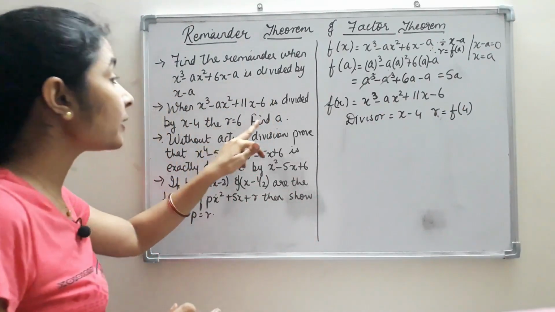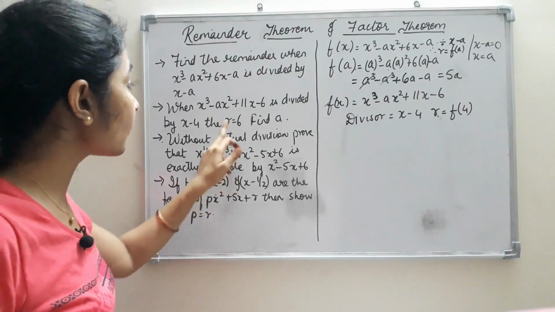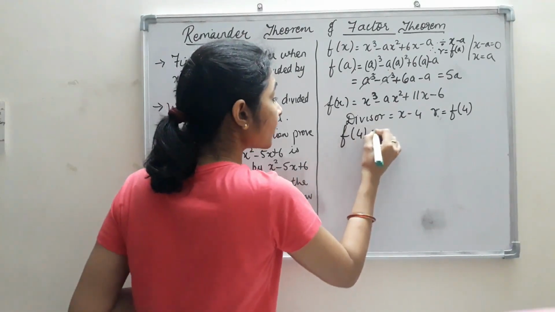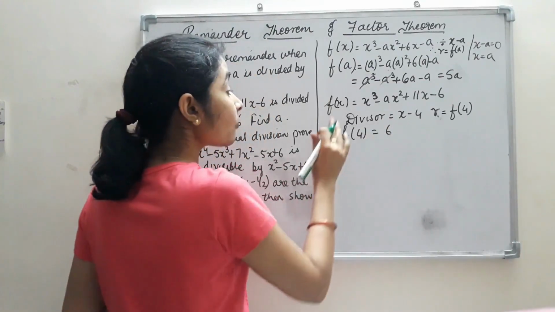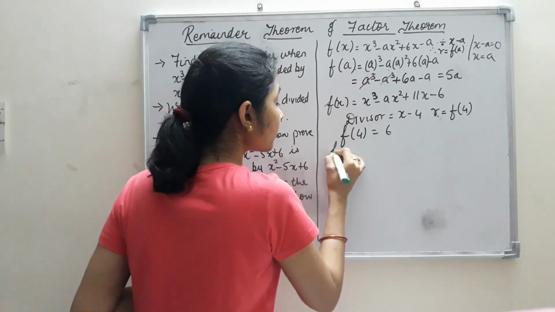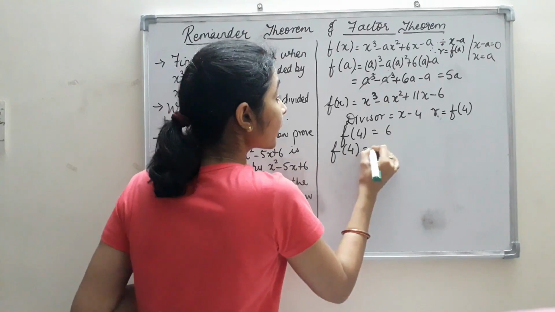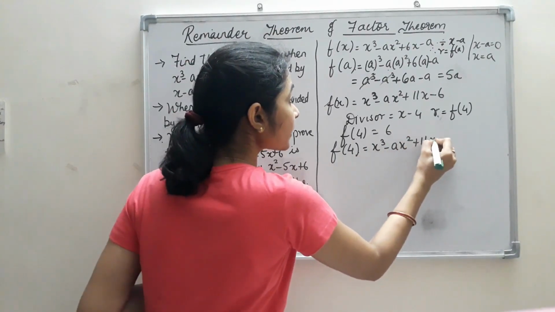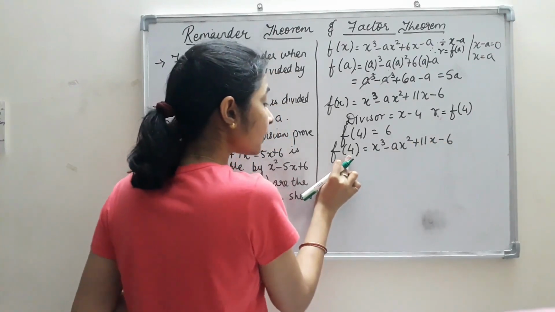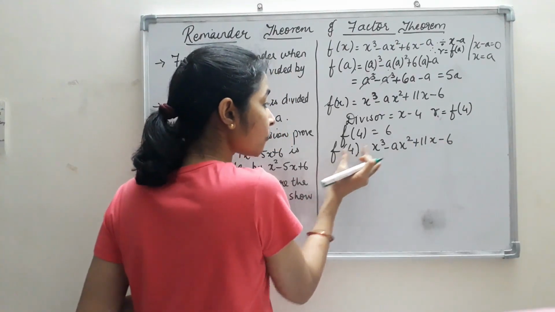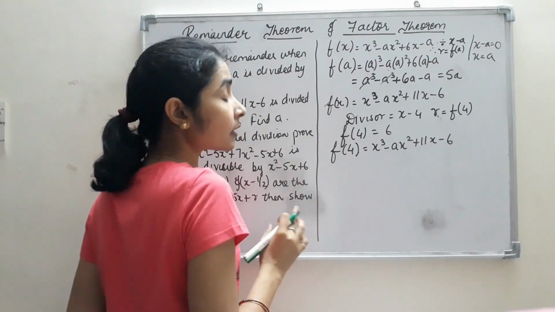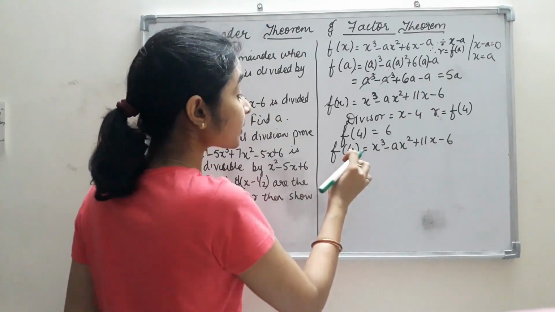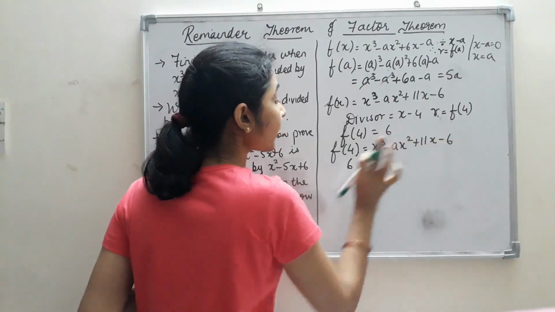Now that remainder is also already given to us as equal to 6. So f(4) is given to us as equal to 6. Now f(4) is also equal to x cube minus ax square plus 11x minus 6. So I can substitute this f(4) by 6 because I am given that the remainder is 6. So I'll just substitute 6 here, and now I will substitute this 4 in place of x here.